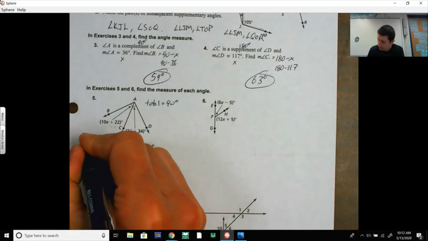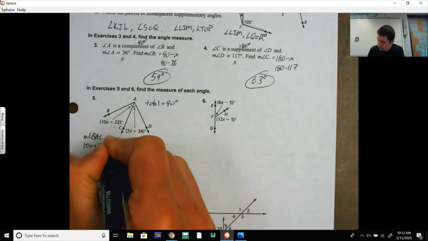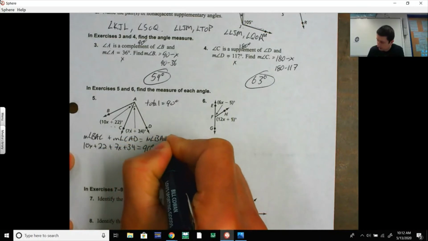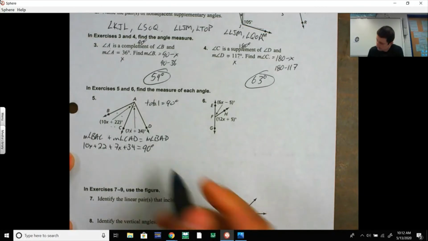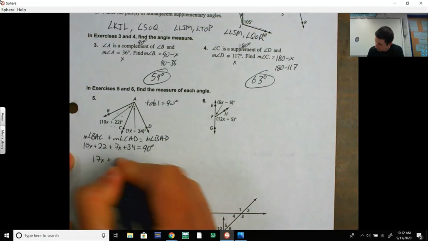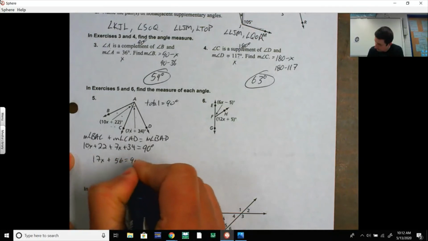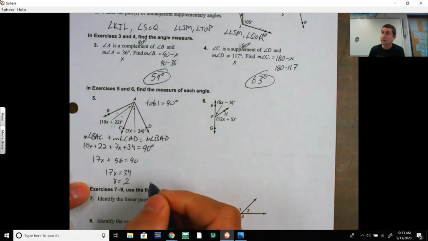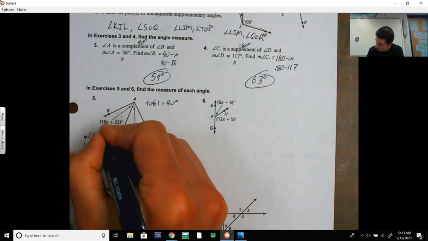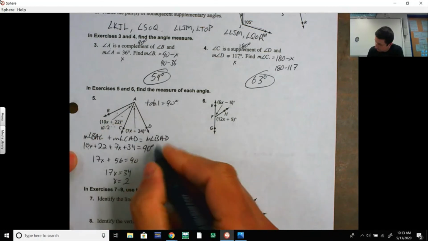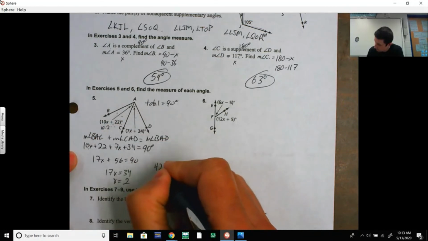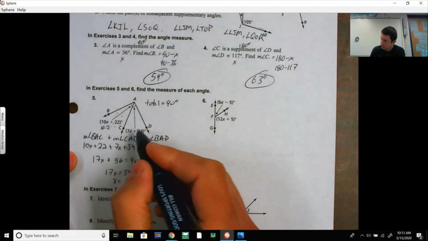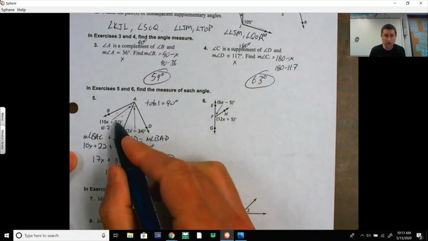I'm going to take these two individual parts. I'm going to say the measure of angle BAC plus the measure of angle CAD equals the measure of angle BAD. So the two smaller ones add to the total. So add them together, 17x plus 56 equals 90, minus the 56, so 17x equals 34, so x equals 2. Find the measure of the angle, so I'm going to go back and plug it in here. 10 times 2 is 20, 20 plus 22 is 42 degrees. The other one should be 48 if they're adding to 90. 7 times 2 is 14, 14 plus 34 is 48 degrees. So there's your two angles. Make sure you put them in the right spots.